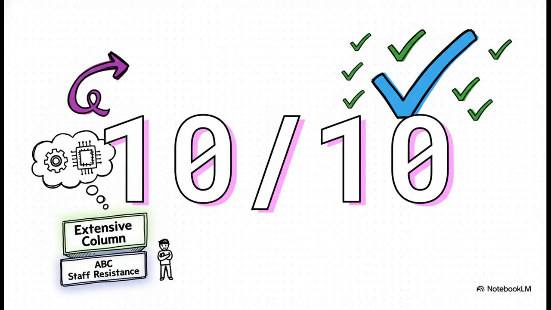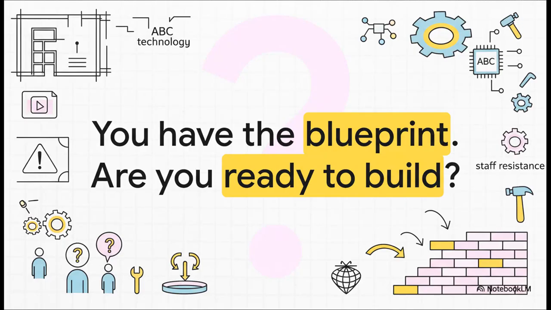And that is how you move beyond just a standard response. That is how you show a comprehensive understanding and tick every single box in that extensive column, securing the full 10 marks. So there you have it. You've got the blueprint, you have the specific examples, and you now know how to avoid those common traps. The only question left is, are you ready to go build your extensive response?